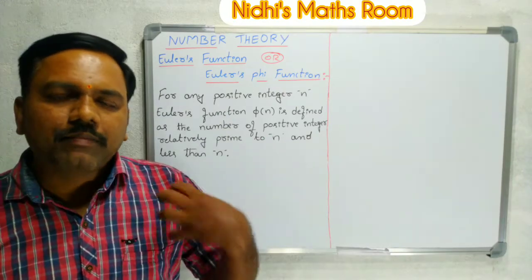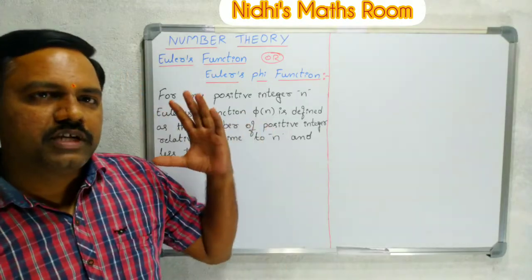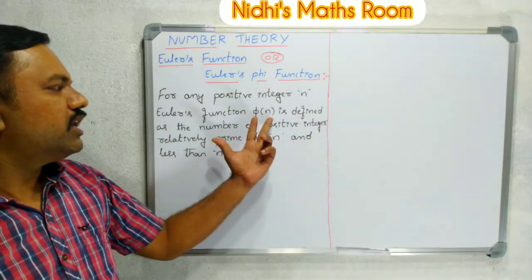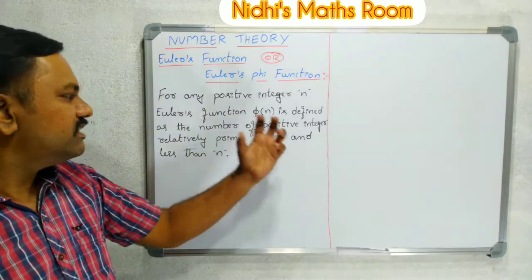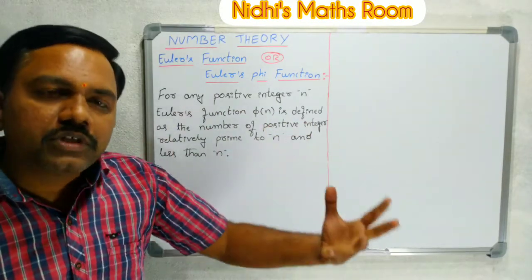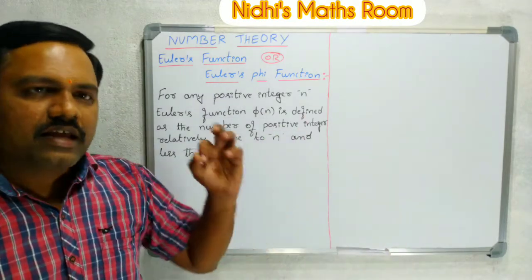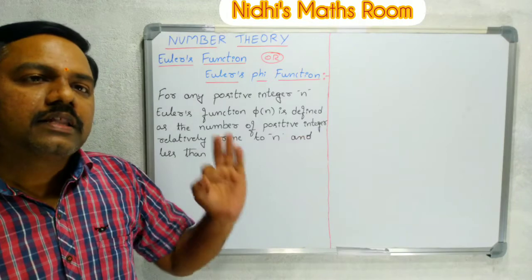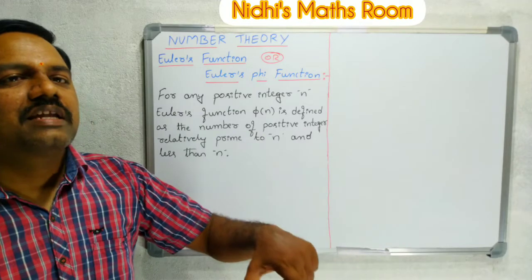See here, the mathematical definition of Euler's function is: for any positive integer n, Euler's function is denoted as phi of n and is defined as the number of positive integers relatively prime to n and less than n. Please understand the definition of Euler's function: the number of positive integers relatively prime to n and less than n.